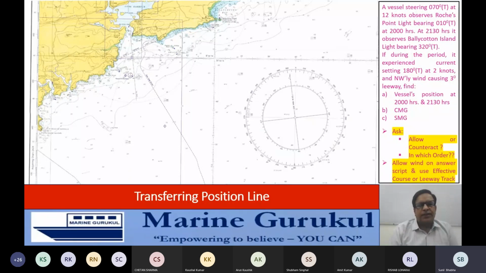Okay, so now we come to the last question of this particular concept. And here we are involving all the forces. So we have the wind also, and we have the current also. Now, one important point to keep in mind when both of these are present is what is the order in which you allow for them.